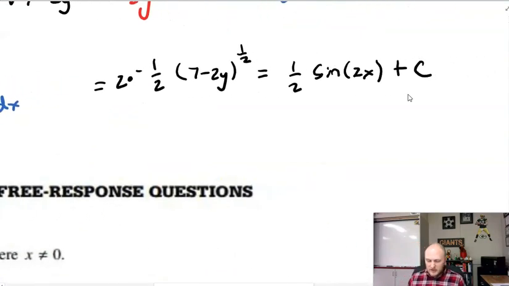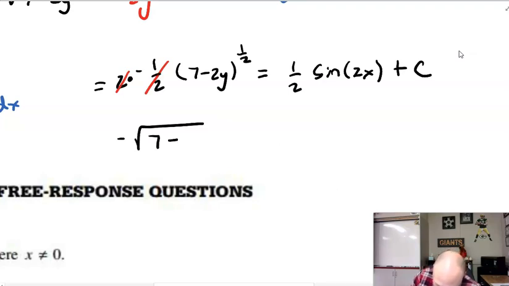Okay, so lots of stuff going on here. Let me clean this up. Here I've got some 2's and a 1/2 that cancel, so I have negative square root of 7 minus 2y is equal to 1/2 sine of 2x plus c.